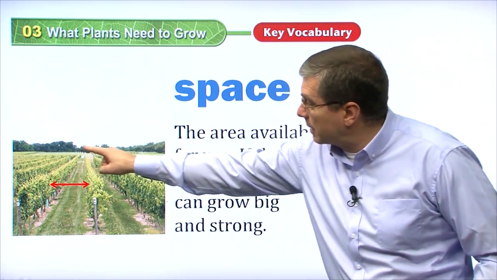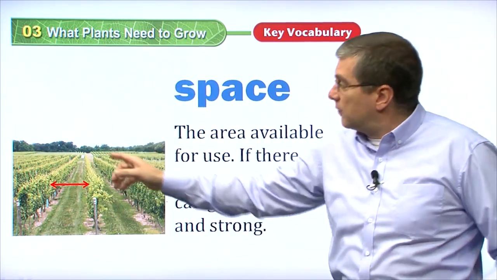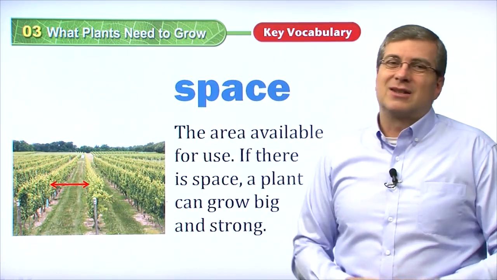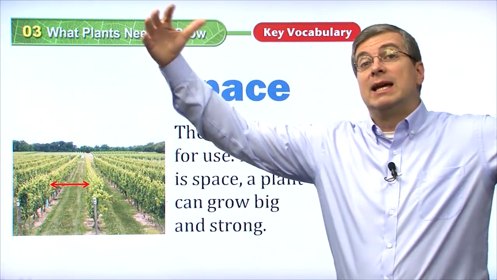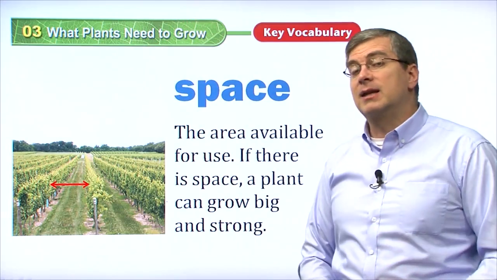And of course, if you think about the trees in the background, they need a lot more space, right? If there's a small tree and it's trying to grow and there's too many trees around it, that small tree cannot grow very well. It needs more space to grow big and strong, okay? So that is space. What's the next thing that plants need?